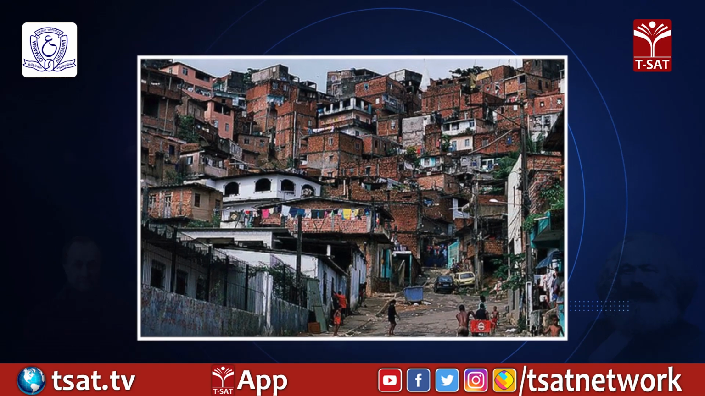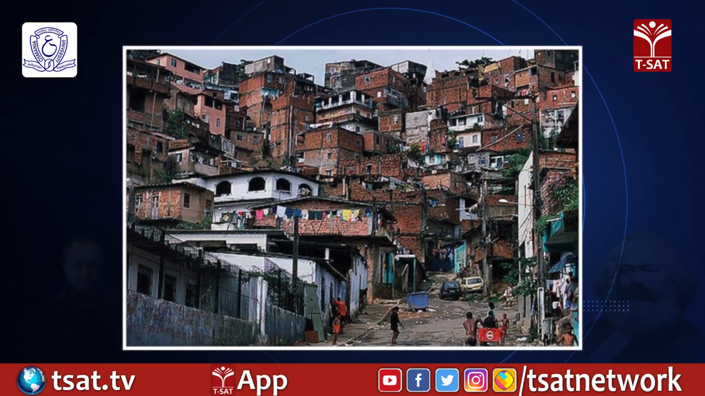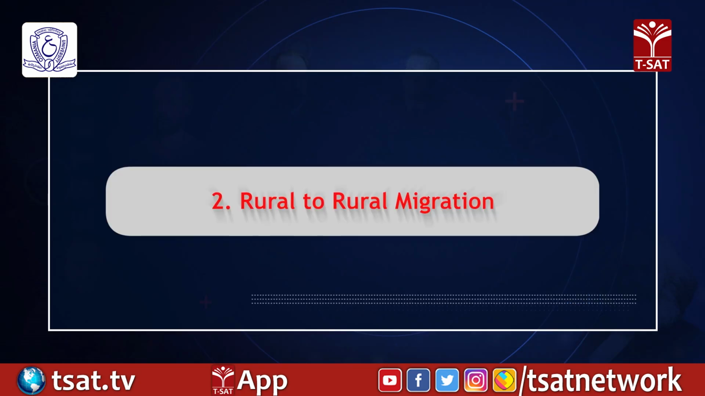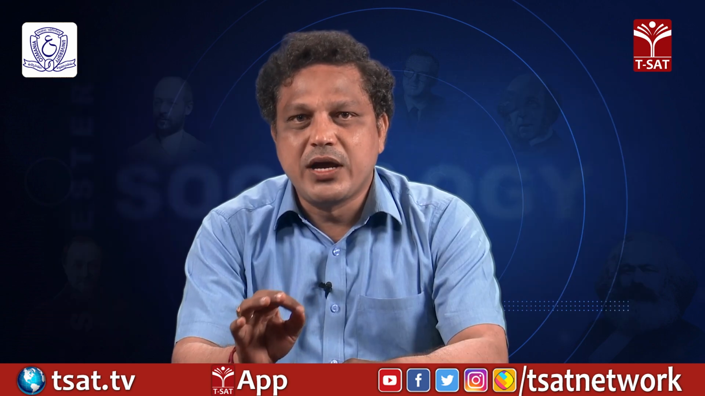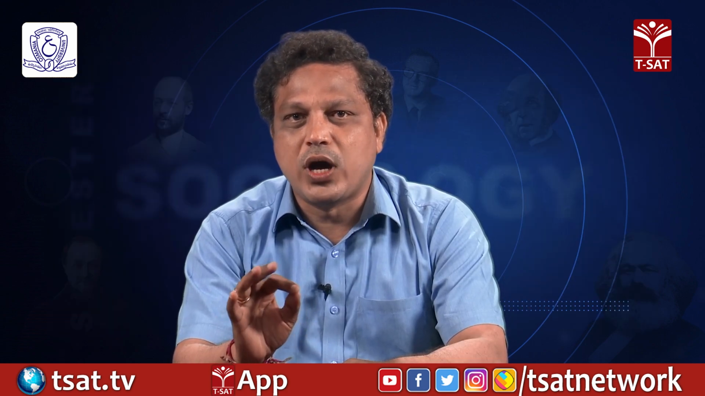However, it also has undesirable effects which include overcrowding in urban areas, shortage of houses, water and other basic amenities, increase in slum areas and increase in crime rate and so on. Now let us discuss the second type of migration, rural to rural migration. In this type, the migrants move from one rural area to another.